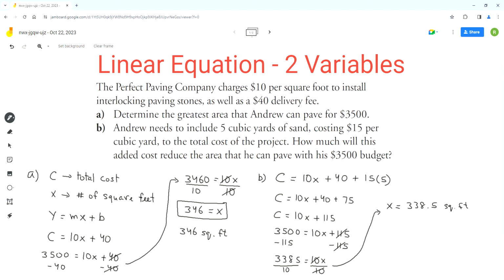Now we have to calculate how much the area will be reduced. So for that we'll do 346 minus 338.5. So we'll have to subtract these values. So I got 7.5. That means his paving area will reduce by 7.5 square feet. So this should be the final answer for part B.